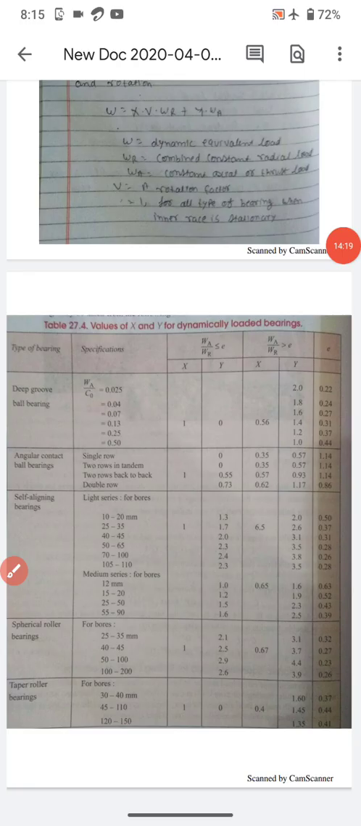In the next video we will see the numerical on the rolling contact bearing, and specifically on the static equivalent and the dynamic equivalent.